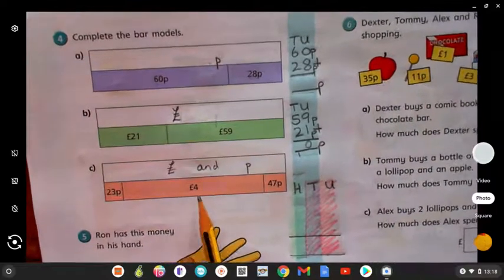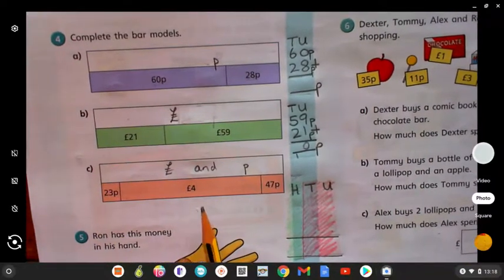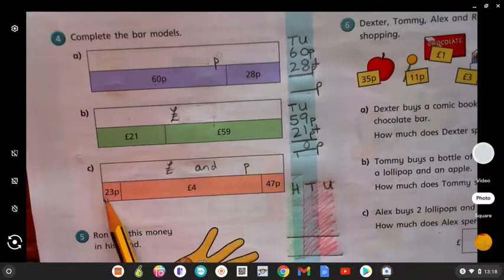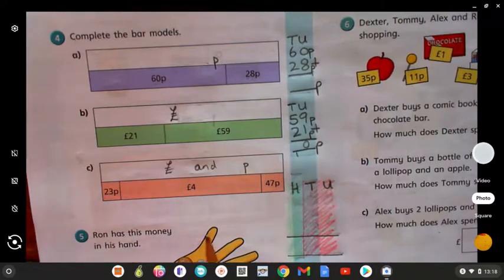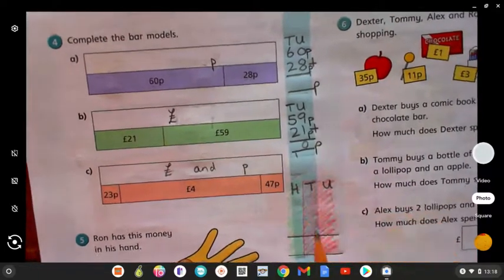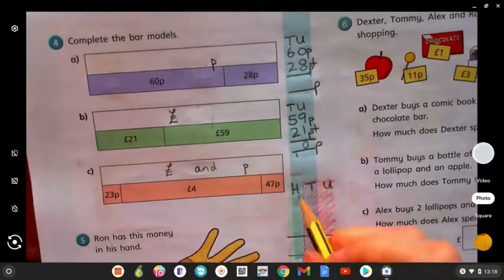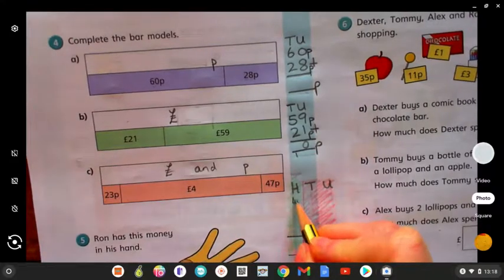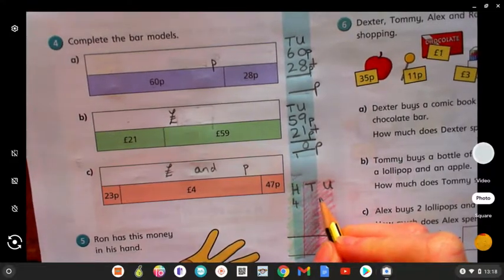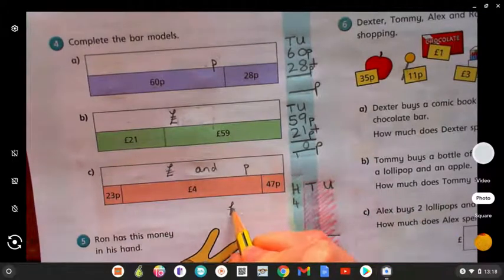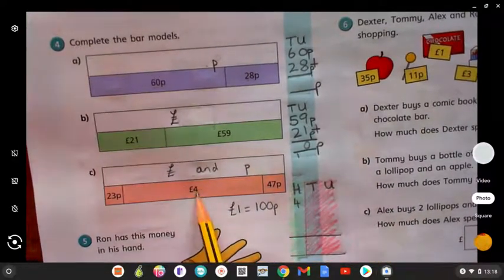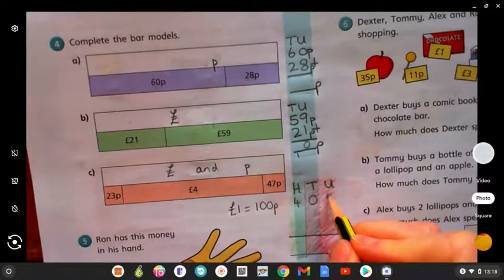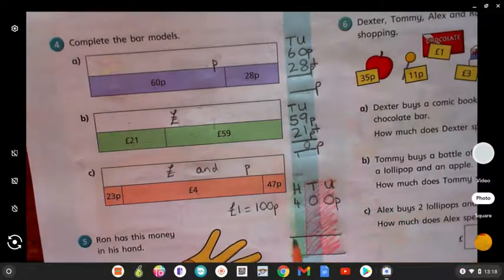This one is pounds and pence. Okay, so you can add the pounds, pop that in, then add the pence together by adding the tens and then adding the ones, or you can do column addition. So if you've got pounds, you'll put that in first, and £4 is how many pence? Well, we know that £1 is 100 pence, so £4 is 400 pence.